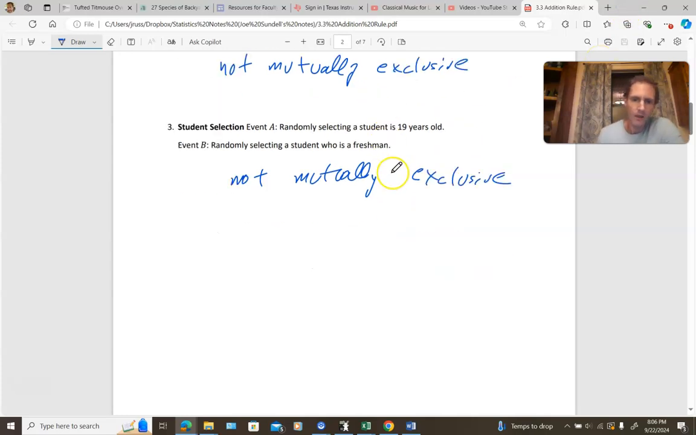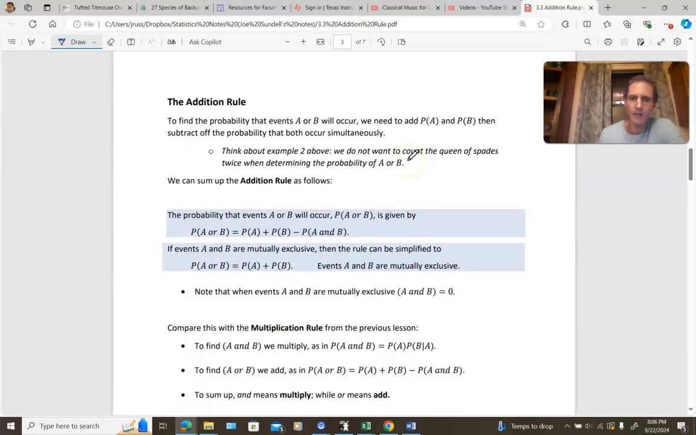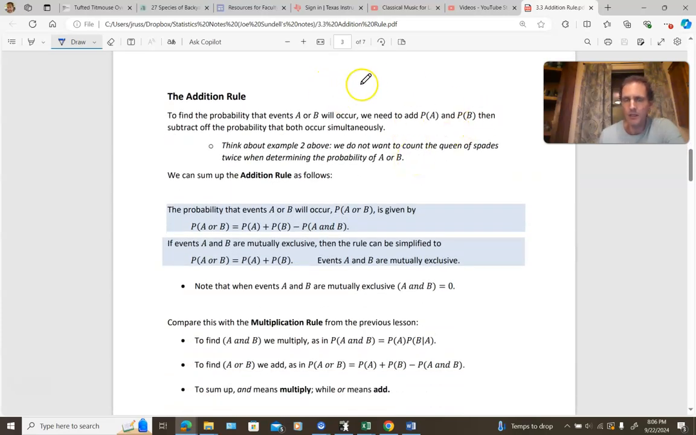All right. Okay, so now what we're going to get into, guys, is actually calculating the probability of some of these unions, okay? So to find the probability that A or B will occur, we add the probabilities. Find the probability of A, and we add it to the probability of B. But then you also have to subtract off the probability that both occur simultaneously. So in other words, you're subtracting off the intersection, okay?